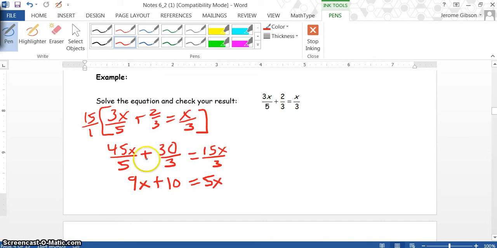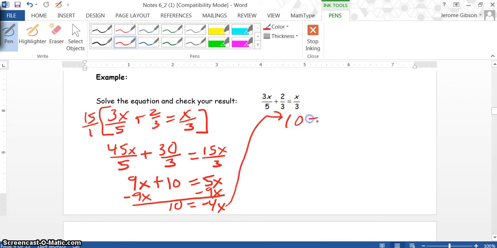Now, if you notice, we got rid of all of the fractions. That is the purpose of multiplying everything by the common denominator. Now we need to get all the x's on one side. So we will subtract 9x on both sides. And we will have 10 is equal to negative 4x. Now, I'm going to carry that here because of lack of space.